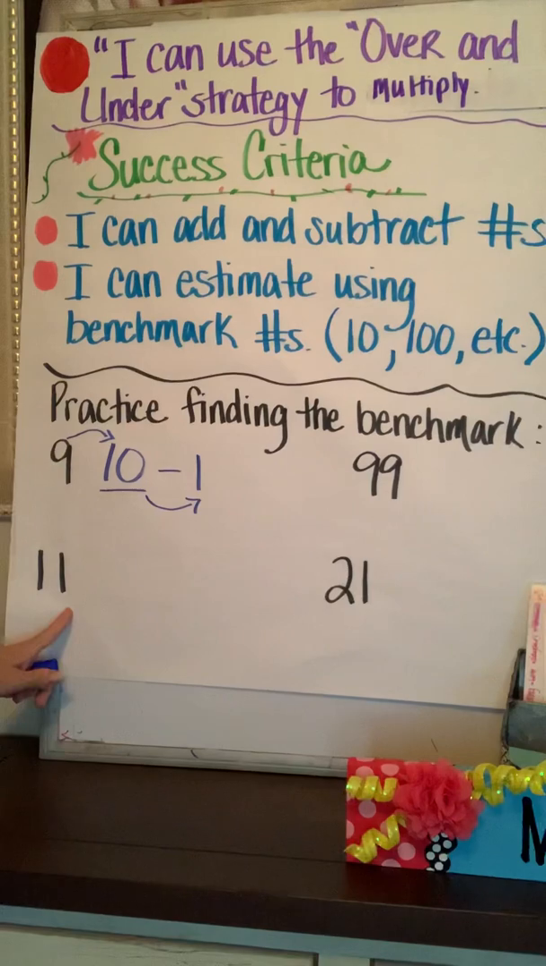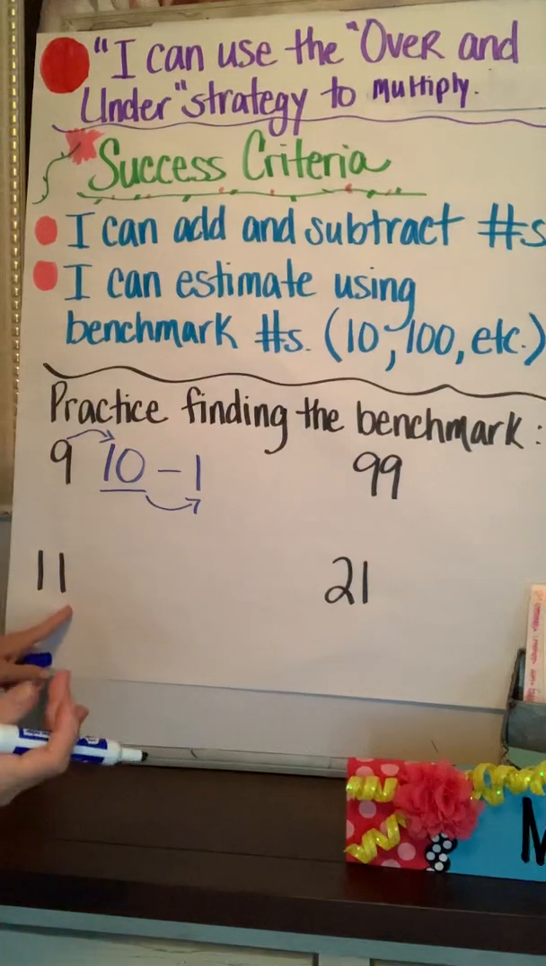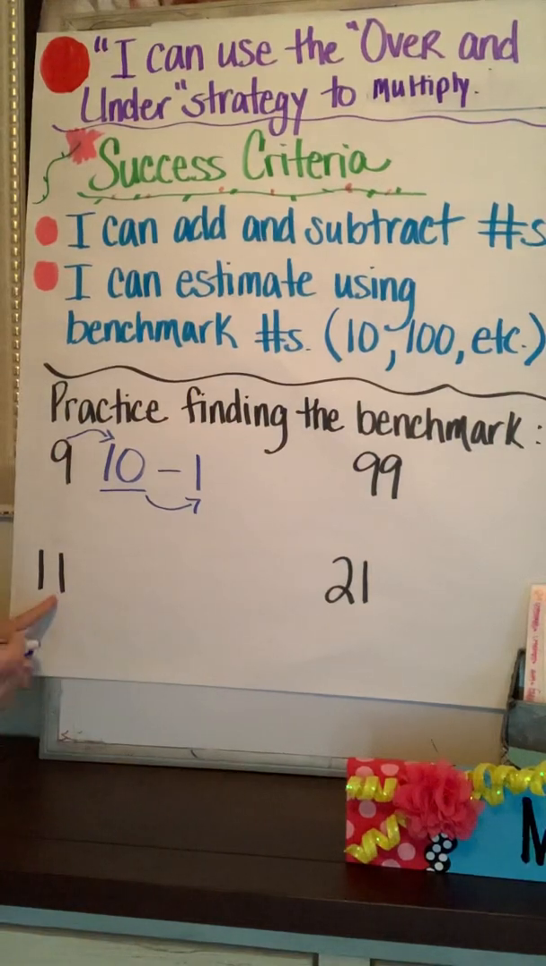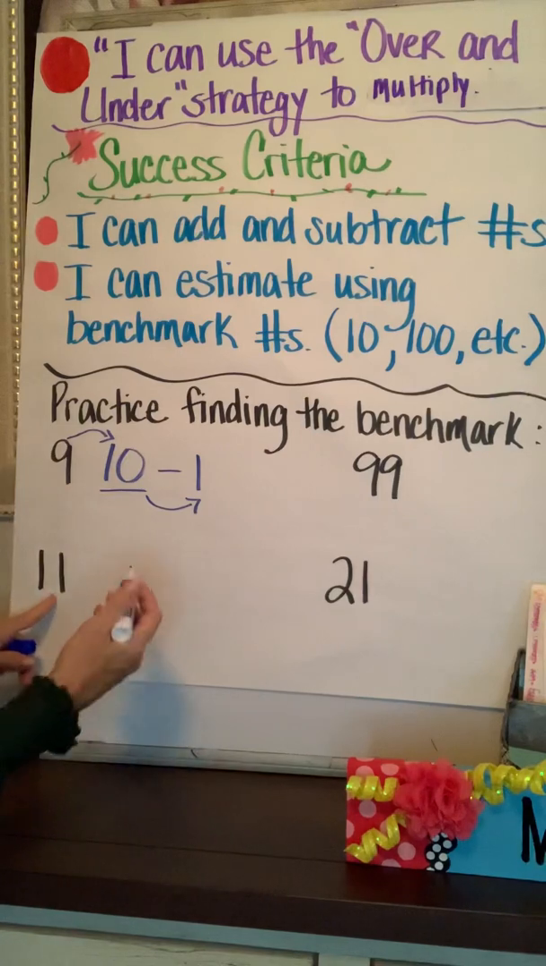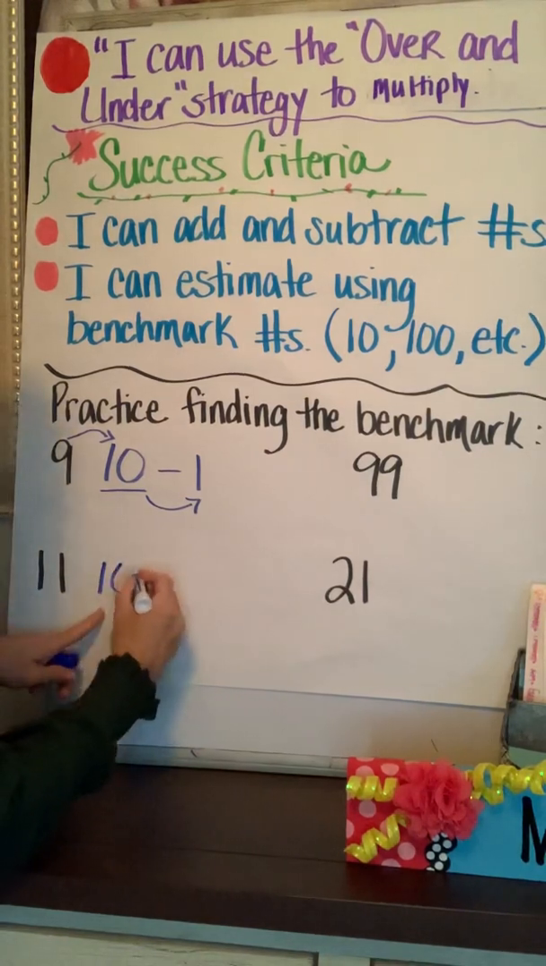Okay, let's take a look at 11. So again, what would be an easier mental number than 11? And I know you might be thinking, well, 11 times 8, that's 88, that's easy. Well, hold on, what about 11 times 54? Not so easy. So a benchmark number for 11 that would be the closest one that would be an easy mental number would also be 10.